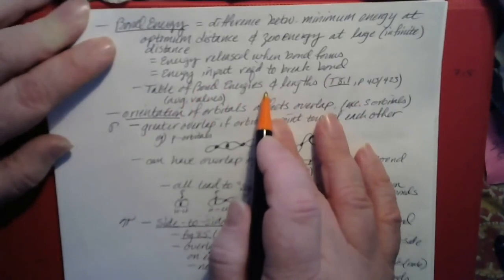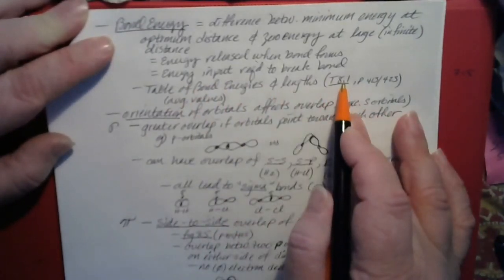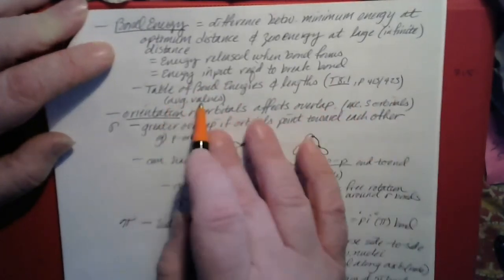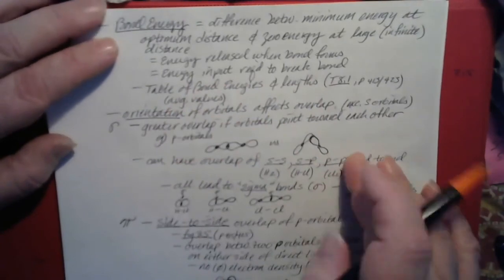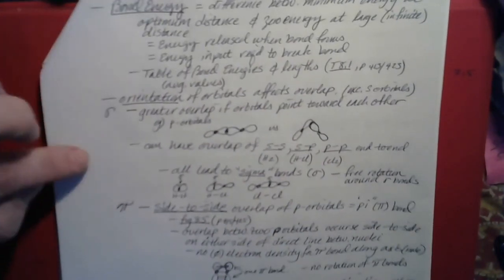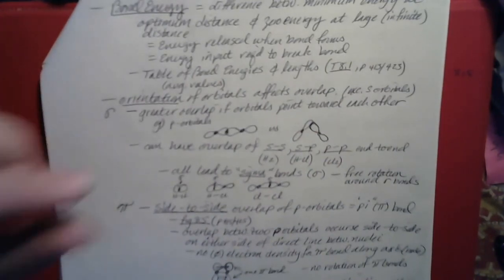And there is a table, once again, of bond energies and bond lengths. This is table 8.1 on page 413, 423. This is the same table we saw in the last chapter, but you can look at it and see the relationship between bond energies and bond lengths. You'll see that as bond energy goes up, the strength of the bond goes up, but the length of the bond goes down. So shorter bonds are stronger and longer bonds are weaker.